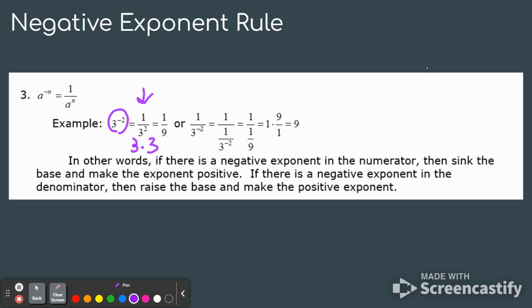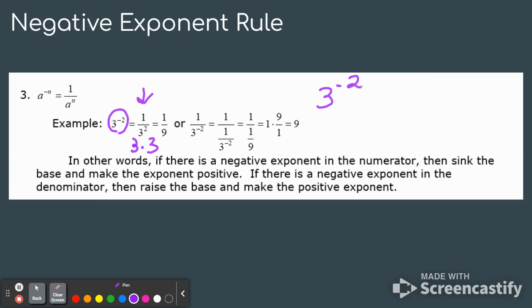For the second example, we have the negative exponent in the denominator. So this would mean it's like 1 over 3 to the negative 2. Again, that's kind of confusing. So this is kind of how I think about it.